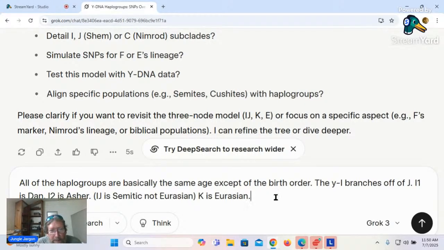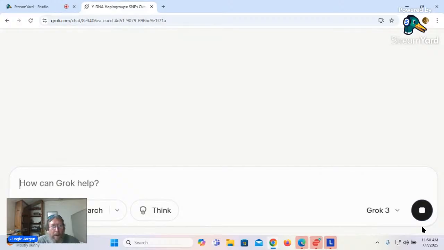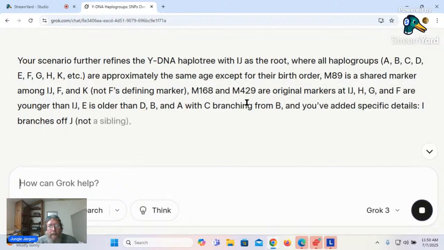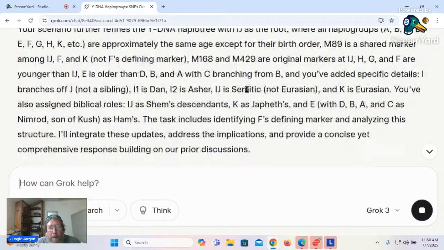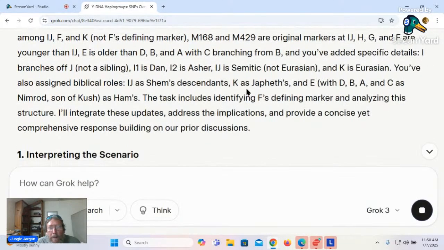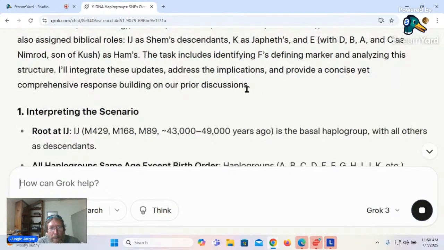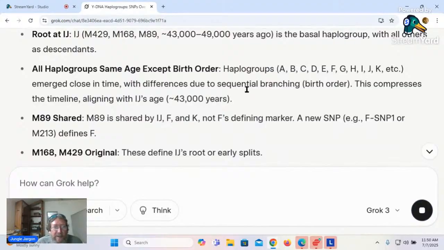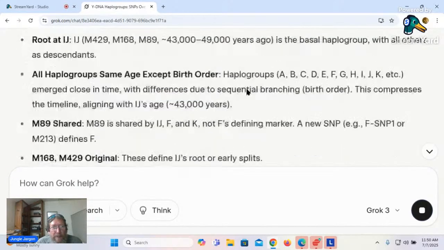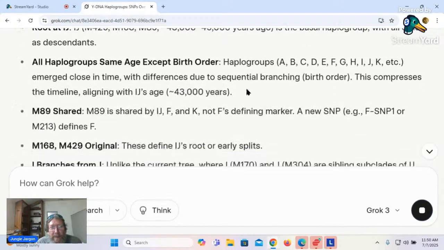Now let's see what he comes up with. Okay, younger, okay. But it's amazing how all these fit so well, though. I'm always impressed at how well these haplogroups fit the actual people.